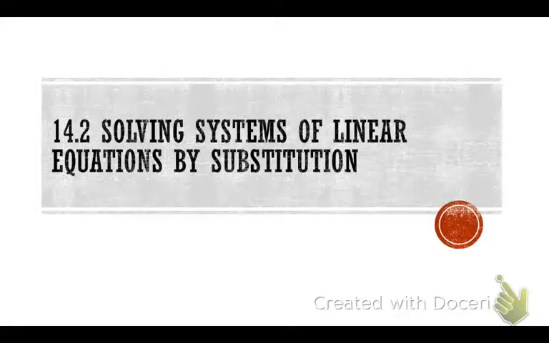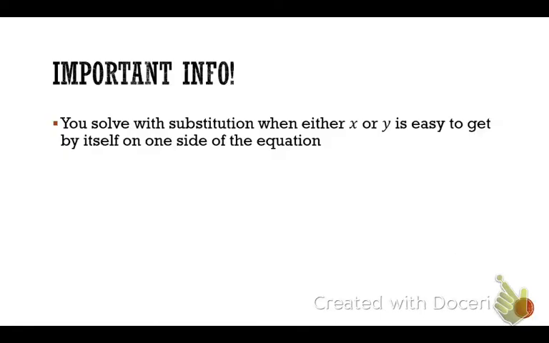Okay, so today we're in section 14.2. Now we're learning another method of solving systems of equations. We actually introduced this method on Friday, okay? So method number 1 was graphing. I look where the lines intersect. Method number 2 is substitution. With substitution, here's what makes this an appealing method: if x or y is easy to get by itself on one side of the equation.